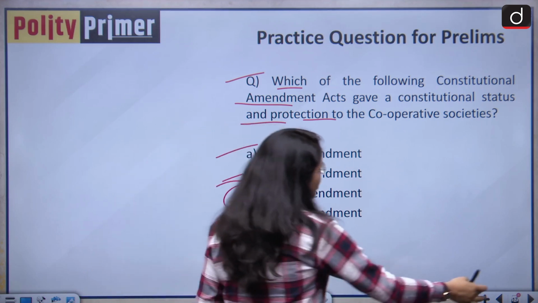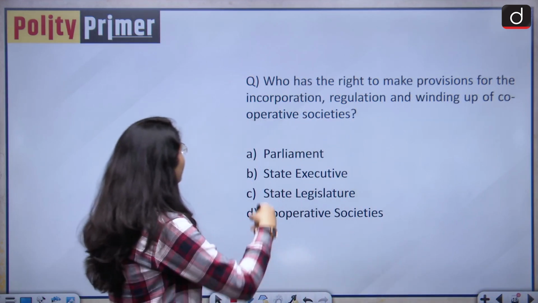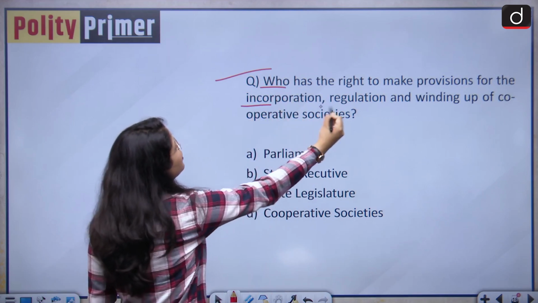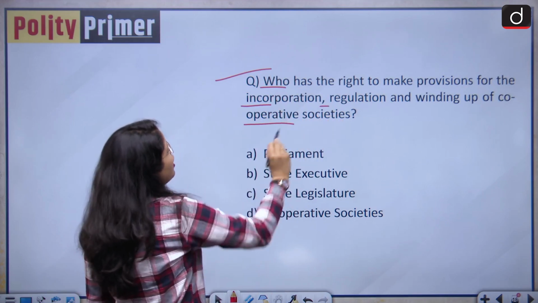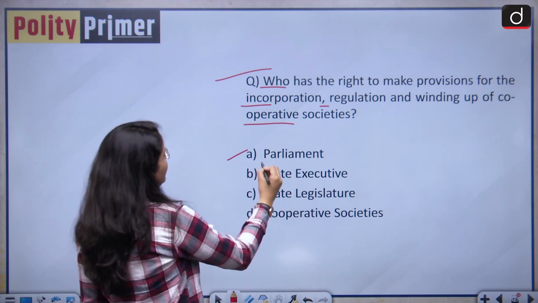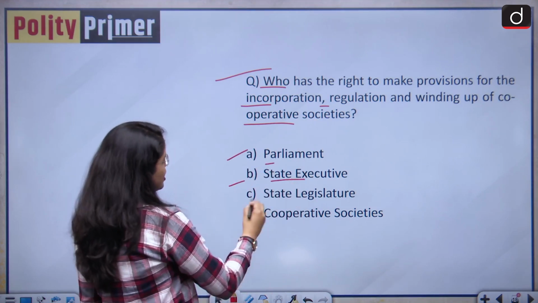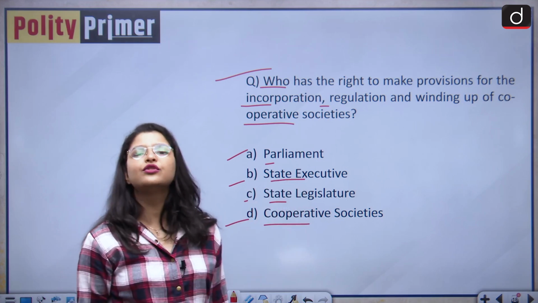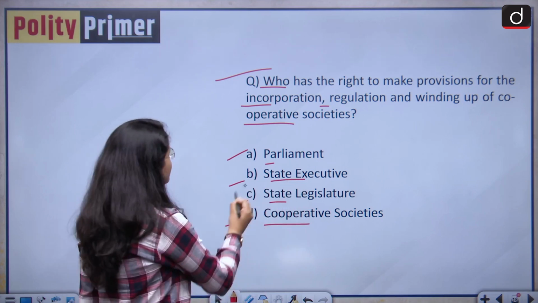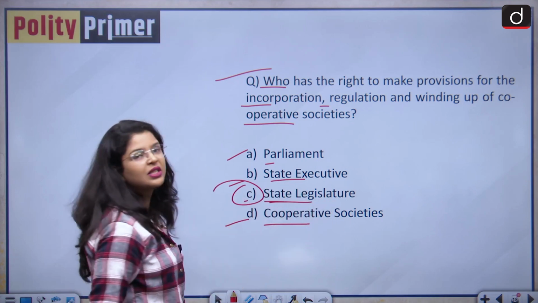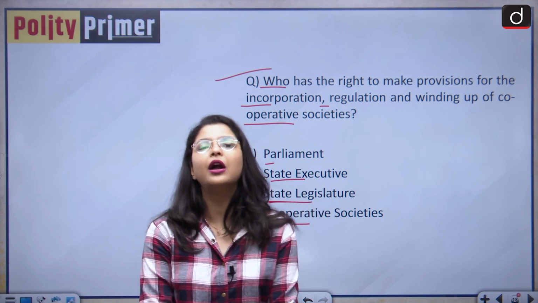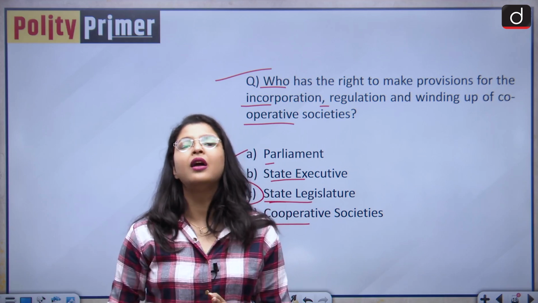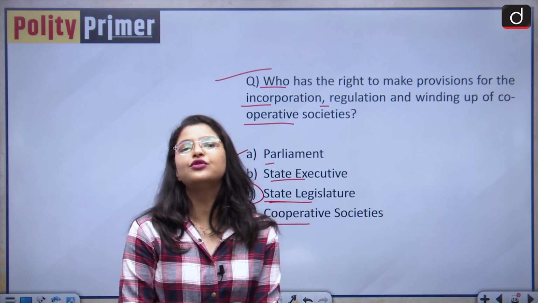Moving forward to the next question. The question is, who has the right to make provisions for the incorporation, regulation and winding up of cooperative societies? Option A, Parliament, option B, State Executive, option C, State Legislature, and option D is the cooperative societies themselves. Obviously, the correct answer is going to be option C. The State Legislature is empowered to make provisions regarding the incorporation, regulation and winding up of the cooperative societies.